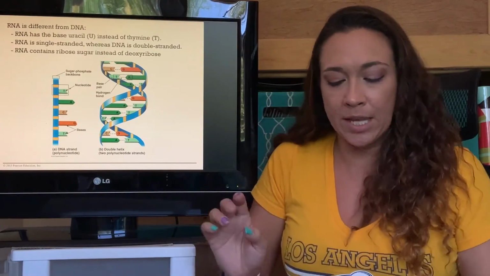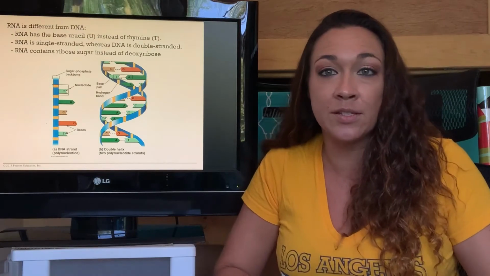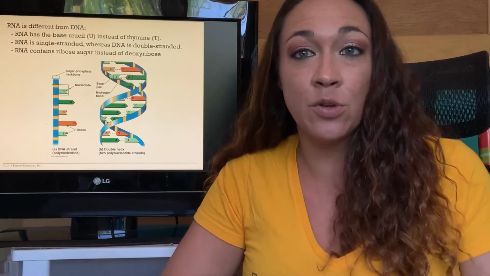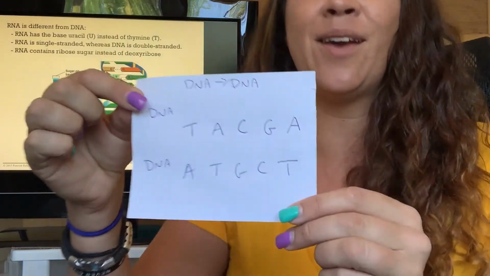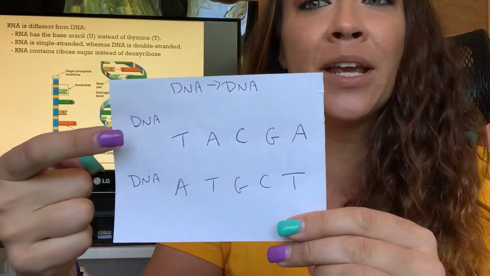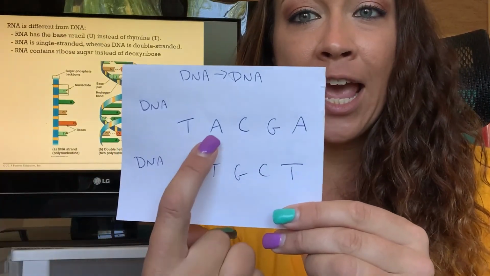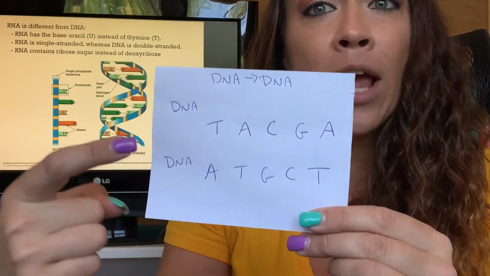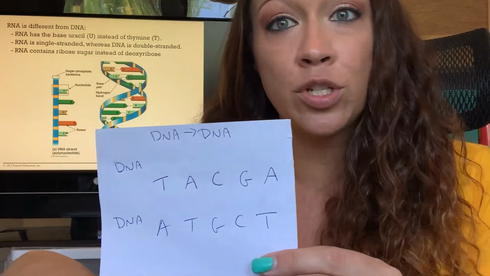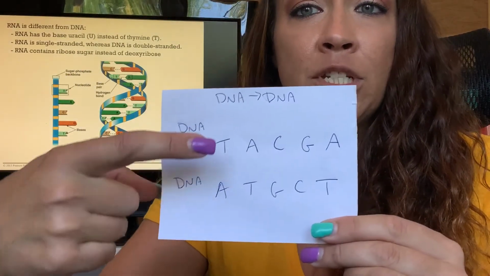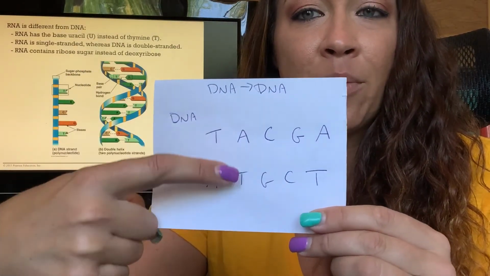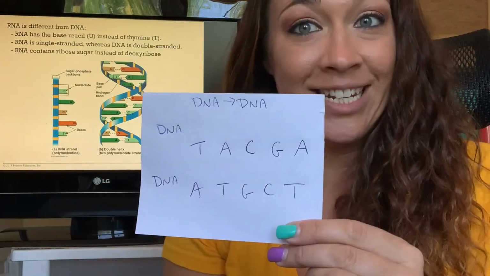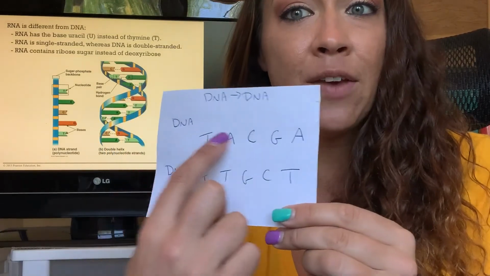So I'm going to give you guys a quick example right here of if we were going from DNA to DNA. So remember, A goes with T, C goes with G. Here's my given DNA strand: T, A, C, G, A. If I was going from DNA to DNA, there's a T in DNA, so I would just go from A to T to C to G. T would become an A, A would become a T, C would become a G, G would become a C, and A would become a T. Okay, so this is how I would do it if I was given this strand.